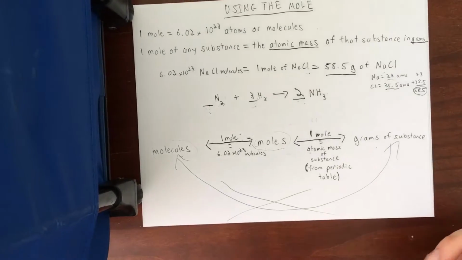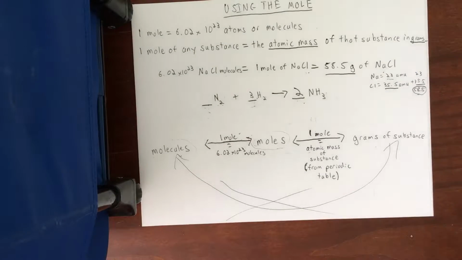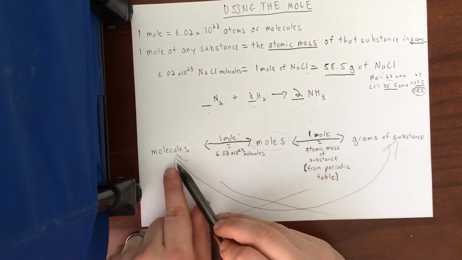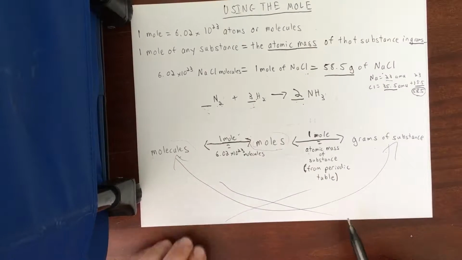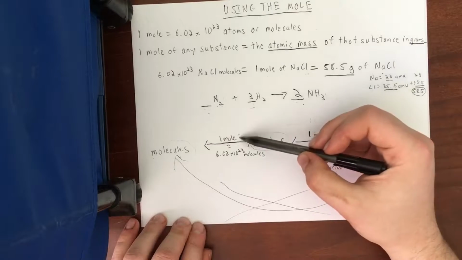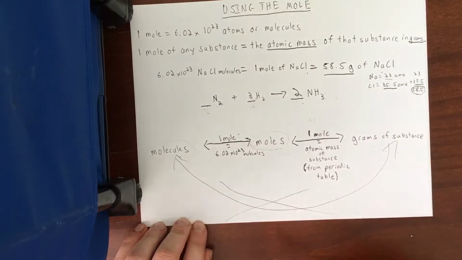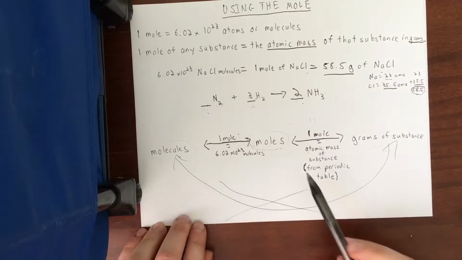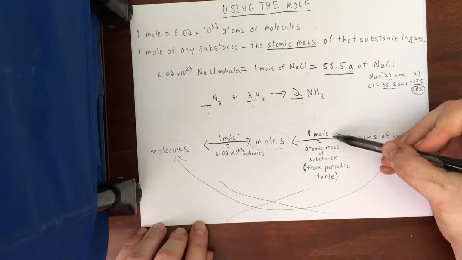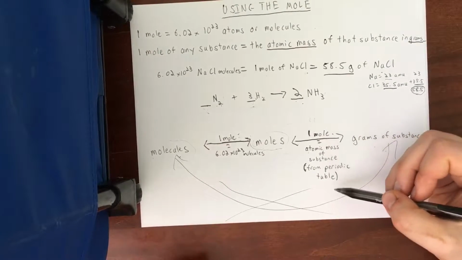So, where I cut off in the last video was explaining this little chart, that moles is our bridge between molecules and grams of a substance. We have a conversion factor between moles and molecules, which is that 1 mole equals 6.02 times 10 to the 23rd molecules. And we have a conversion factor between moles and grams of a substance, and that 1 mole of any substance is equal to its atomic mass on the periodic table.